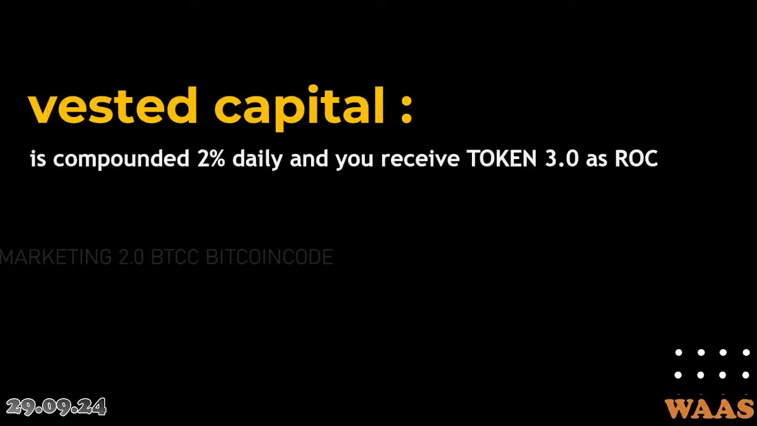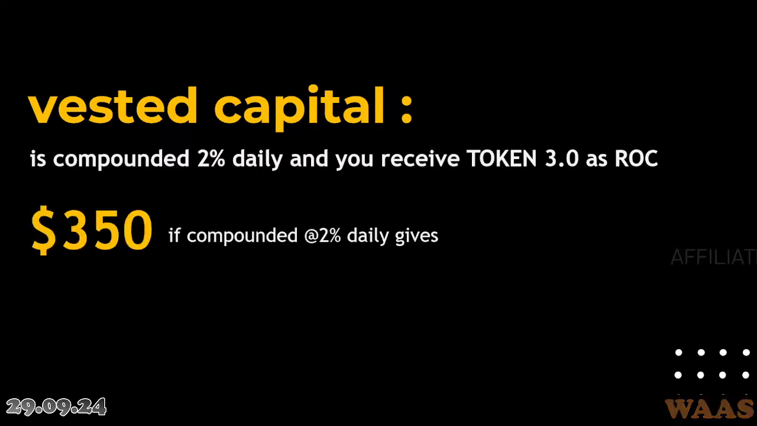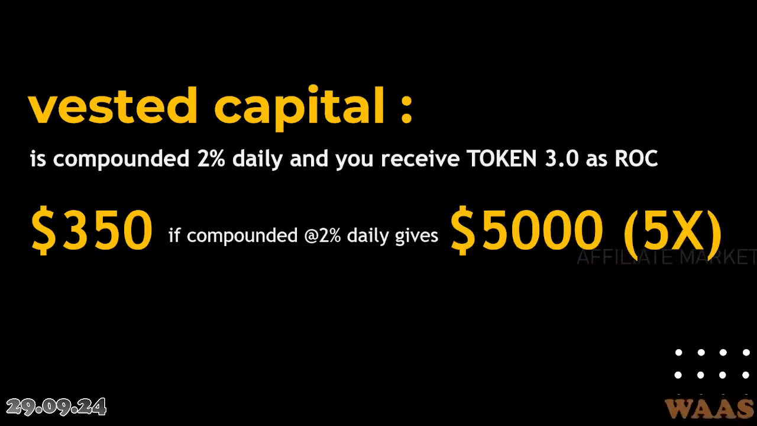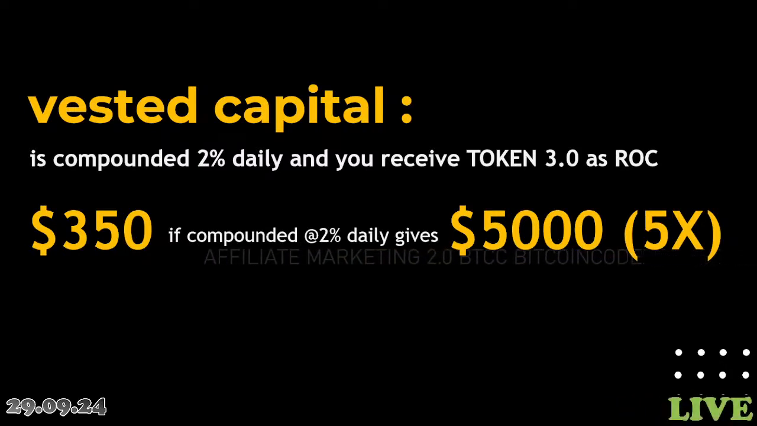So vested capital, if compounded at 2% daily, you receive token 3.0 as ROC, returns on capital. Like Chavez mentioned, although you will be making good profits from the affiliate sides if you build teams, but tokens are important because you will only be able to participate in the unicorn projects with token 3.0. So token 3.0, you will receive in terms of ROC, and potentially if we compound the vested capital, considering the example of $1,000, that 350, if compounded daily, it gives you $5,000, that is 5x.